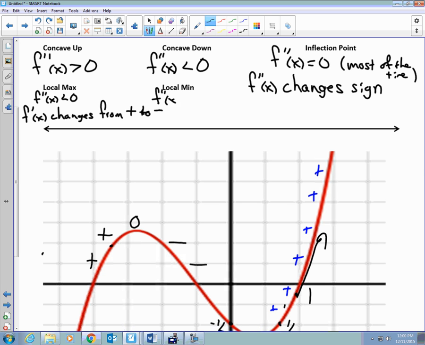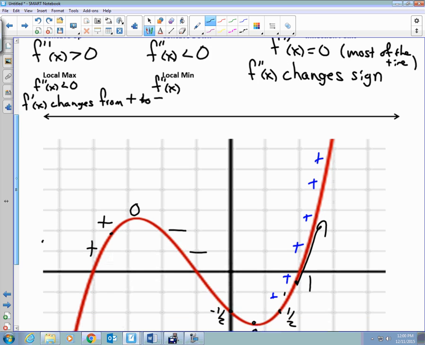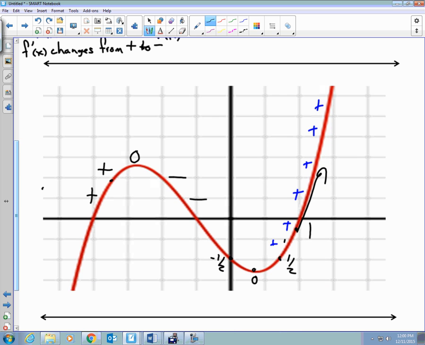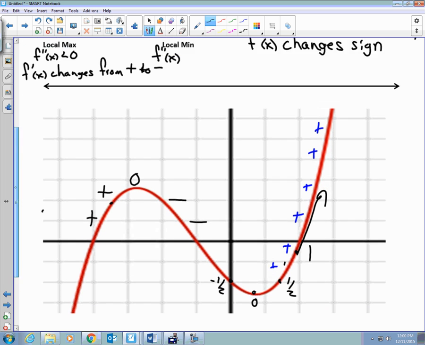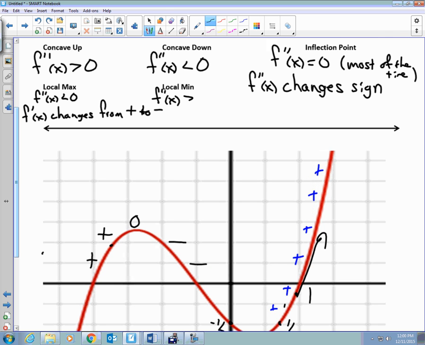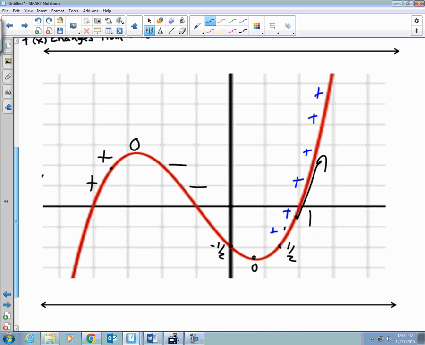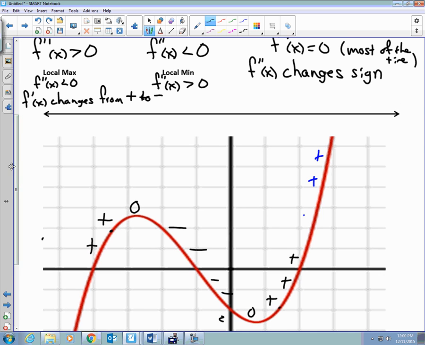Yep. A local min, is it concave up or concave down, a local min? Concave up, so that means f double prime of x is greater than 0. Look at the first derivative at that spot. First derivative changes from, yes.